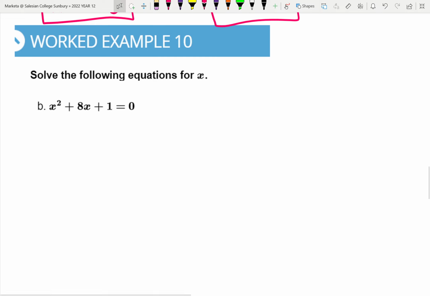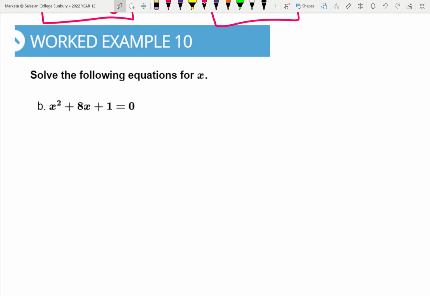All right, the next one we're solving again, and what I can see immediately is I'm not going to be able to solve this with a cross factorization. There are no factors of 1 and x squared that are going to add together to equal 8x. So in that case, I could complete the square.